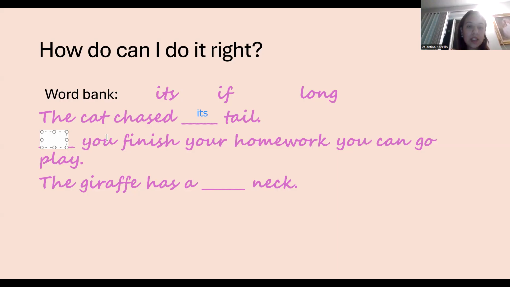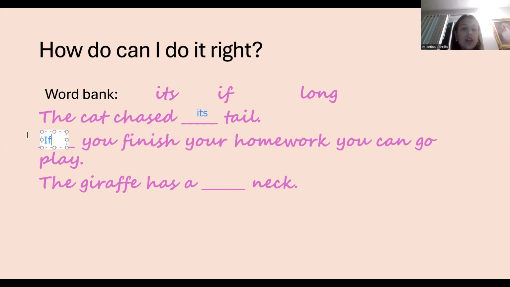So let's see, if we use the word if, it would read, if you finish your homework, you can go play. That sounds correct. Let's see, what about long? Long, you finish your homework, you can go play. Well, the correct one here will be the word if. Why would we use if here? Because if you do something, then you have the chance to do what you want. For example, in this sentence, if you finish your homework, you can go play outside.